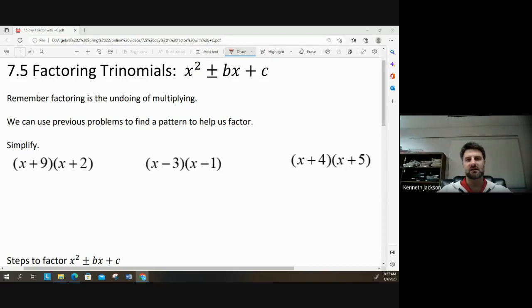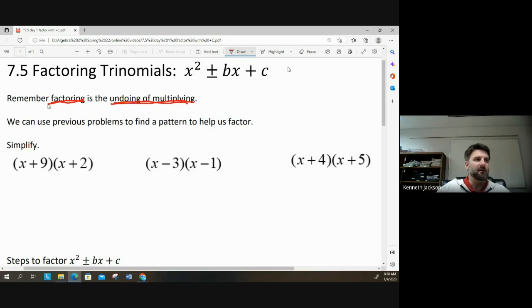These are notes for section 7.5, factoring trinomials. And we need to remember that factoring, as it says here, is the undoing of multiplying. In the previous section, 7.4, we introduced factoring using a GCF. A quick example will help us see that factoring is simply the undoing of multiplying.